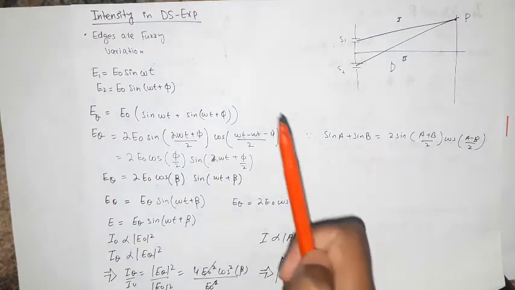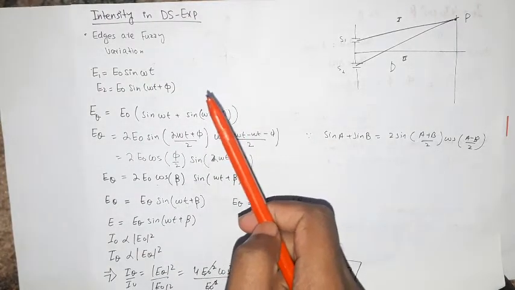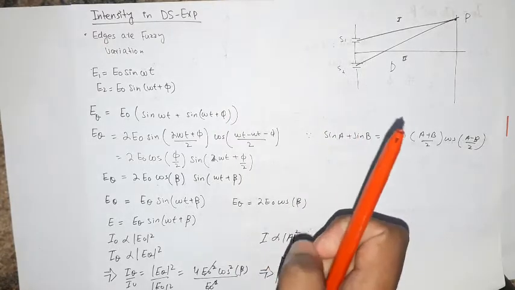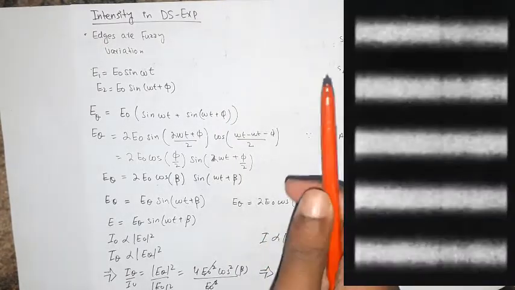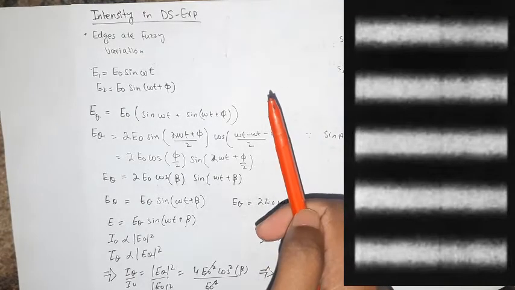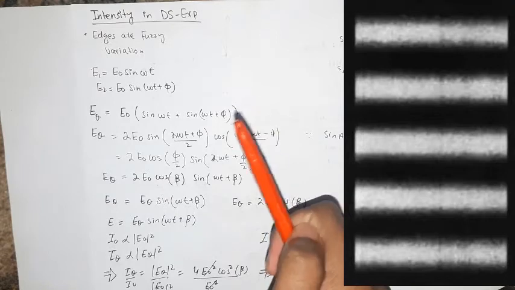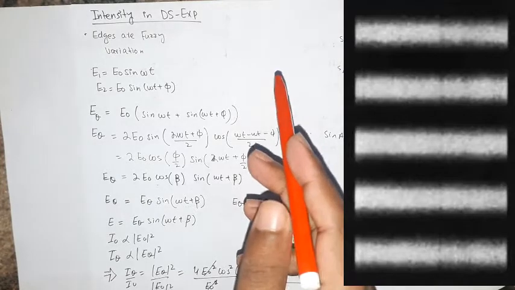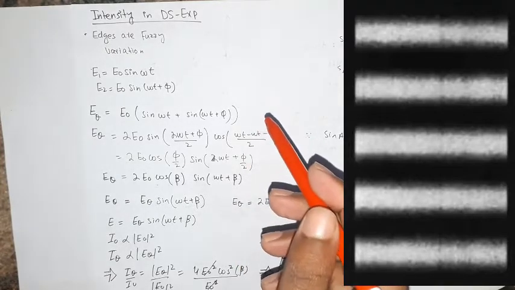So in this video I'm going to talk about the intensity in the double slit interference experiment. You can see on the screen, this is a double slit interference experiment, but you see this is a bright fringe and this is a dark fringe, but the intensity is not constant. There is a continuous variation, that is, the edges are fuzzy. So this is what we are going to find.